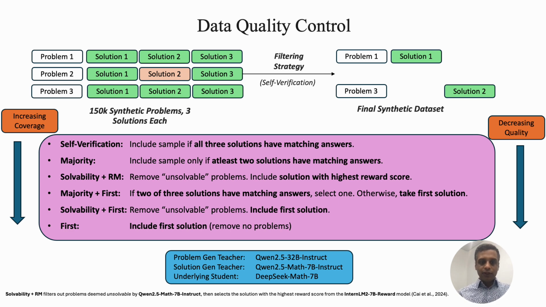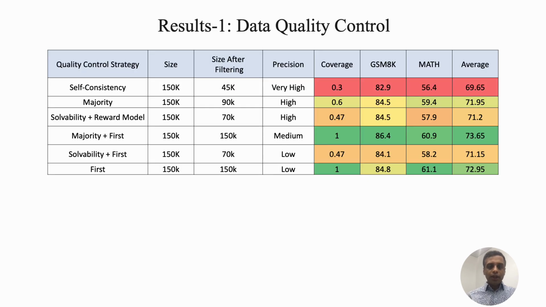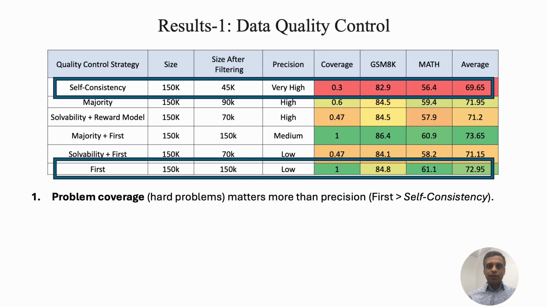On the other hand, if we look at first approach, we just generate one solution and we keep all the problems. So coverage is gonna be 100%. We are keeping all the problems, but there is risk of generating incorrect solutions as part of this approach. Based on our control study, we established that problem coverage matters more than the precision of solution.